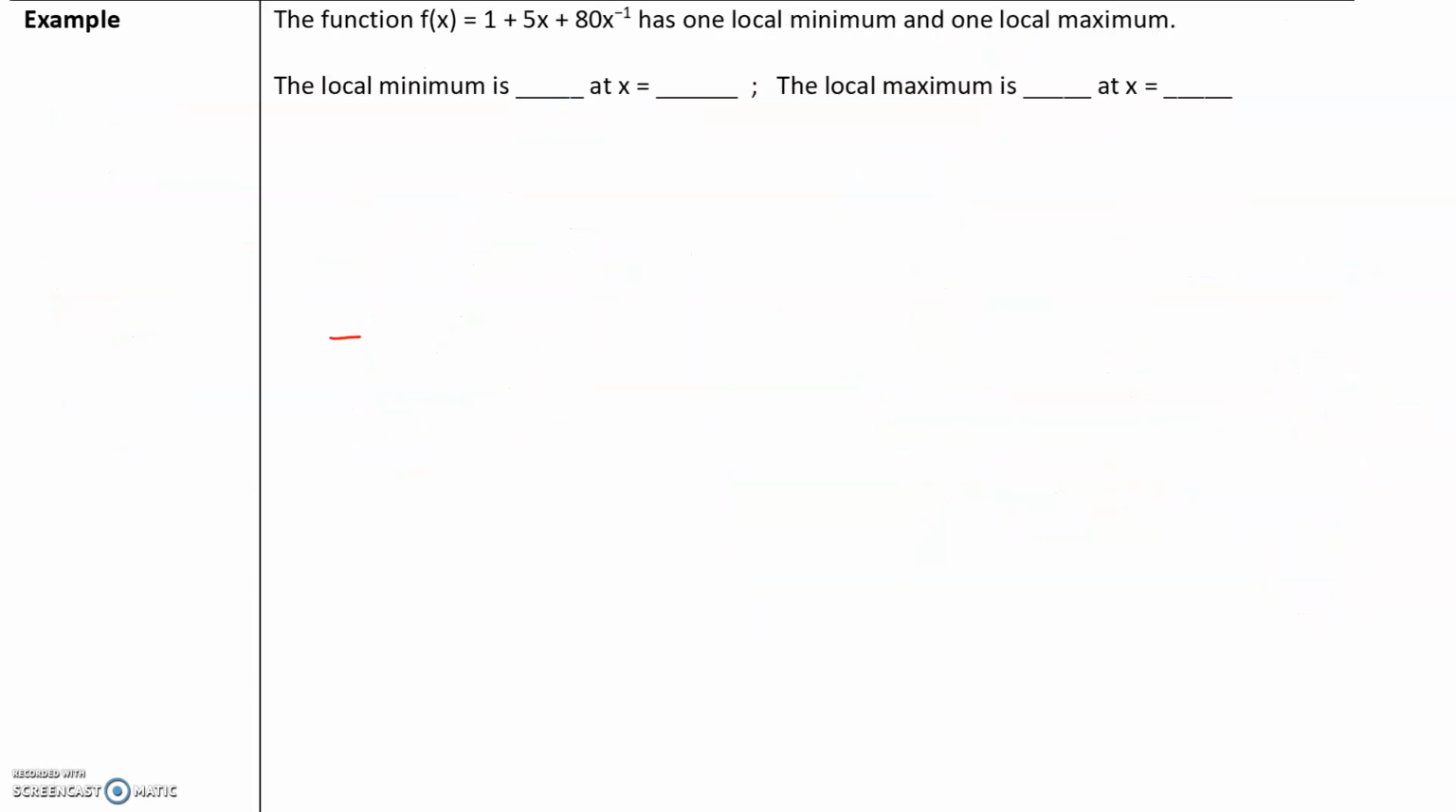Okay, next example. This function has one local minimum and one local maximum, which we want to find. So let's go through this one a little bit more quickly.